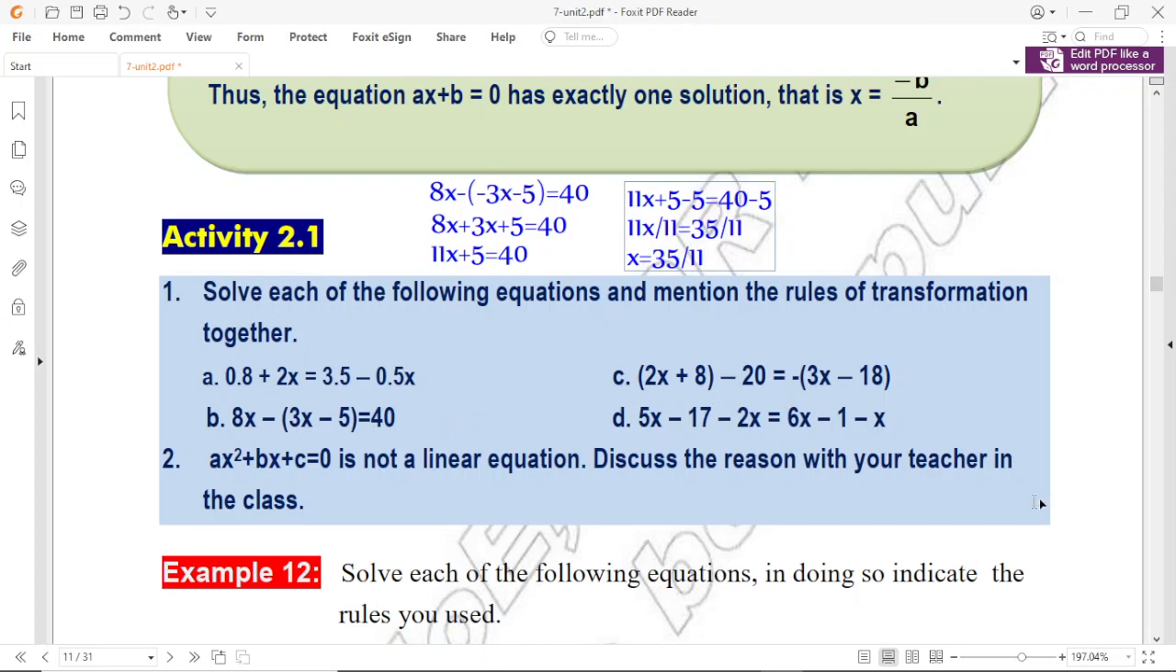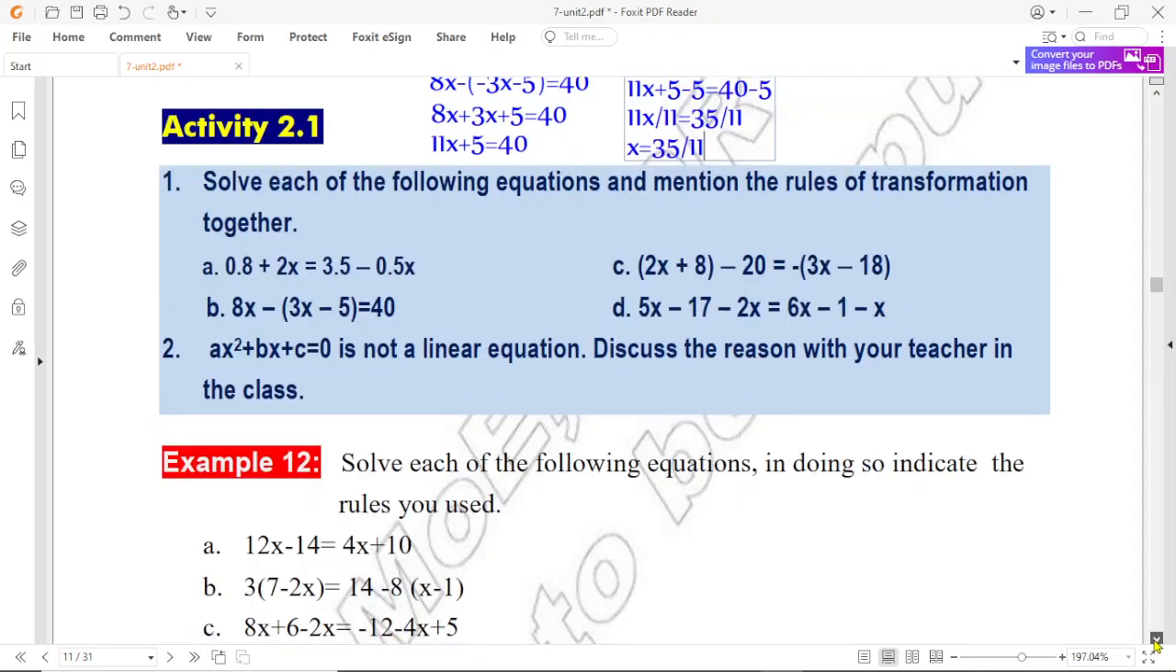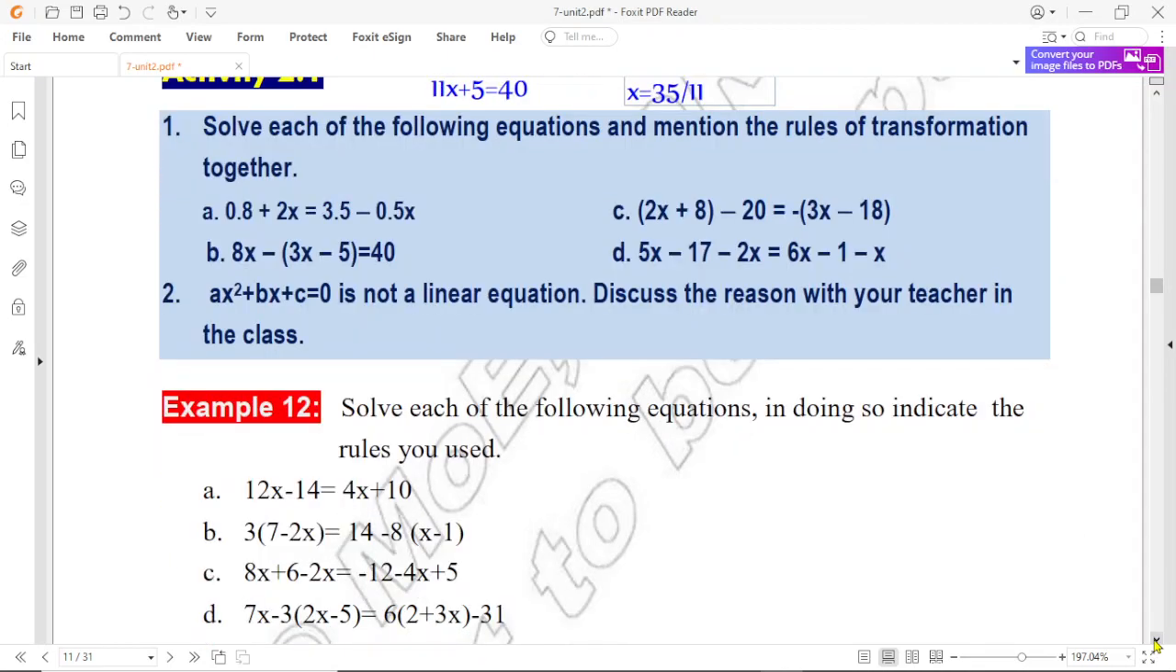Okay. ሌላውንም እናንተ መስራት ትችላላችሁ። ቀጣይ ጥያቄ ደግሞ ax² + bx + c which is equal to 0 is not a linear equation. This is a quadratic equation because the highest exponent for the variable x is 2. እዚህ ጋር ከአንድ በላይ መሆን የለበትም. And if it is more than one, it's not a linear equation.